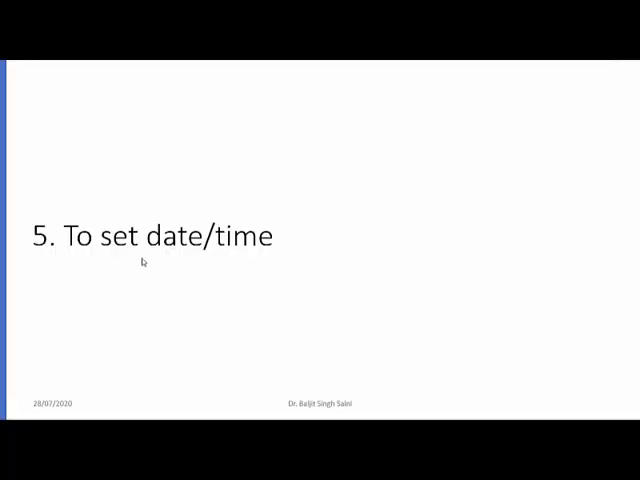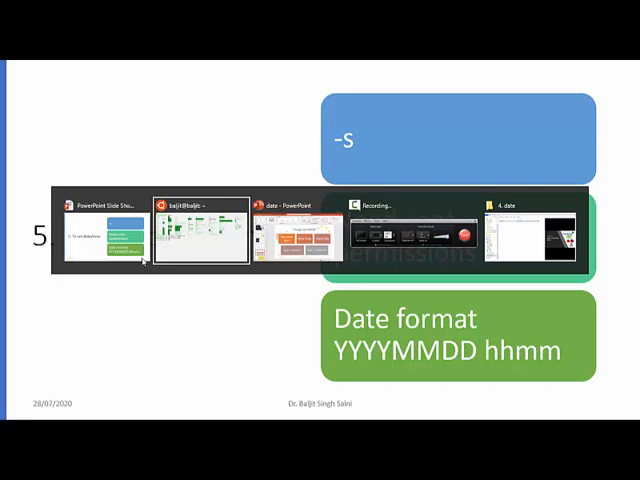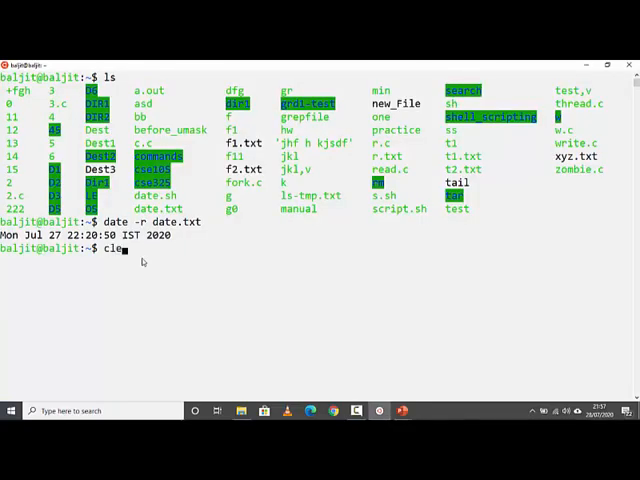The last option is to set or to change the date, and the option is -s. But remember, to use this option, you need to have root privileges and the format will be year followed by month, date, then there is space and then hours and minutes. And also this change will be a temporary change only. You will not permanently change the time. So let's try it out.